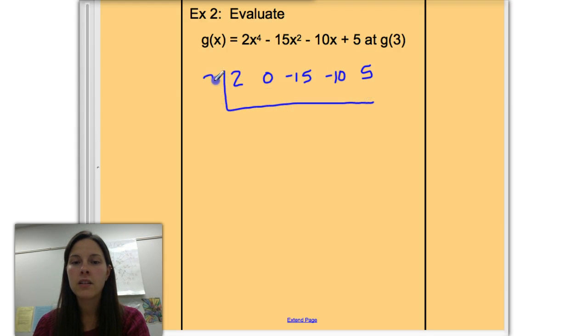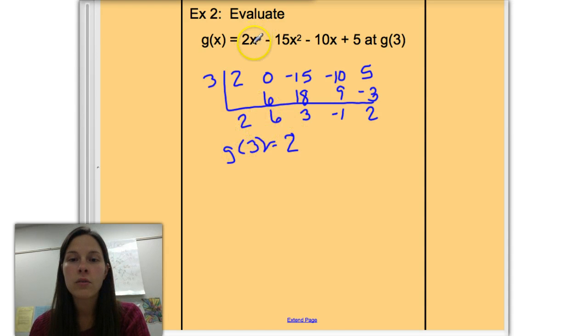Dividing by 3, we're going to drop our 2, multiply by 3, add, multiply by 3, add, multiply by 3, add, multiply by 3, and add. Alright, so g of 3 equals the remainder. Sorry about the writing. So if we substituted 3 into the function and performed order of operations, we would get a value of 2. So synthetic division is just another way to evaluate a function for a given value.